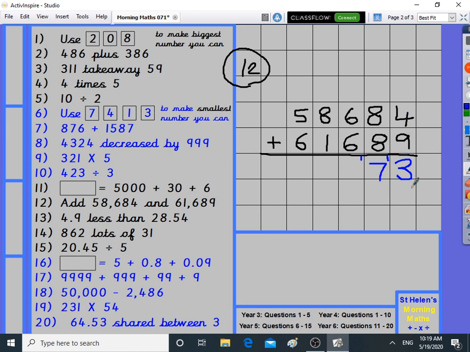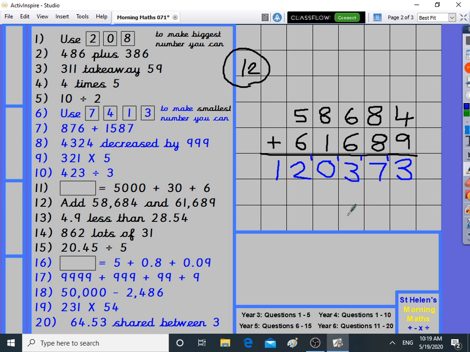4 plus 9 is 13. 8 plus 8 is 16, plus 1 is 17. 6 plus 6 is 12, plus 1 is 13. 8 plus 1 is 9, plus 1 is 10. And 5 plus 6 is 11, plus 1 is 12.